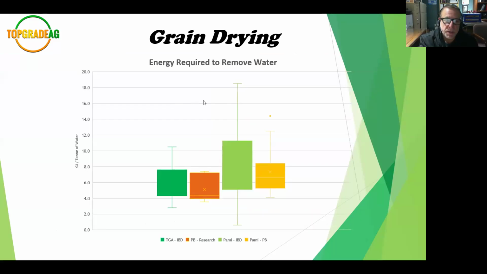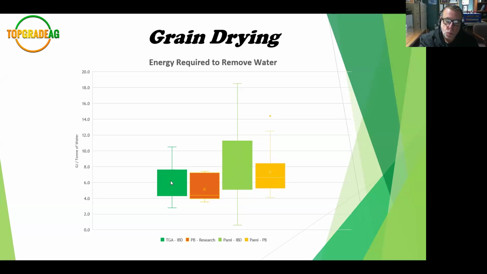This here is some data that we pulled together. The bright orange shows how many GJs of energy it takes to remove a ton of water with a purpose-built grain dryer, from research in the US. The yellow is also a purpose-built grain dryer in Alberta with PAMI. The green is the in-bin drying at PAMI, and the dark green is our Top Grade Ag customers.